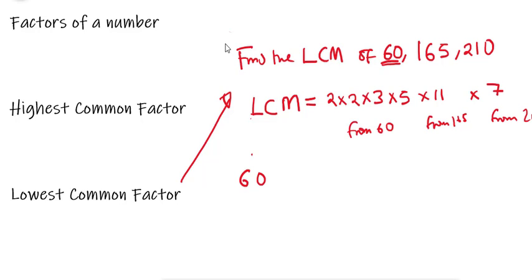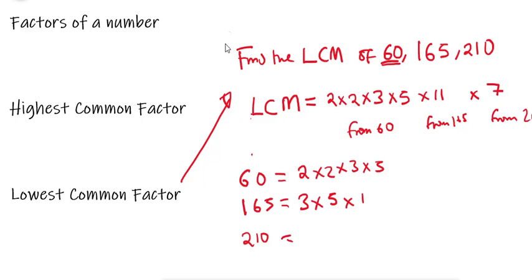So let me just explain this better. Let me just rewrite the multiples so that we understand 165 and 210 like this. So this 60, remember it was 2 times 2 times 3 times 5, and then 165 was 3 times 5 times 11, then 210 was 2 times 3 times 5 times 7. So when we're finding the LCM, we don't have to repeat the multiples or the numbers.